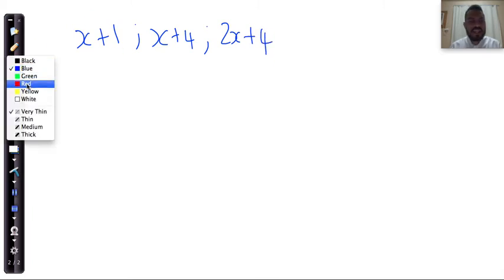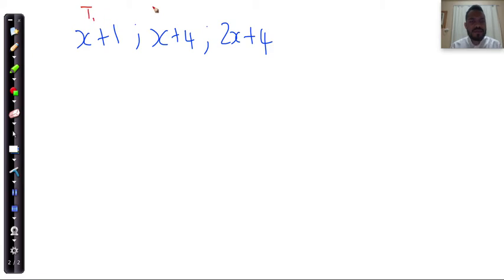I'm going to say that the first term of the sequence is x plus 1, the second term of the sequence is x plus 4, the third term of the sequence is 2x plus 4. So this is T1, and I'm just going to label it as such. And this is T2, and this is T3.